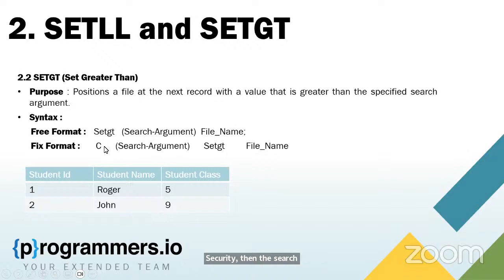In fixed format, you have to mention the setgt opcode in the C spec, where the opcode will be setgt. In factor 1, we will put our search argument value, and in factor 2, we will put our file name.